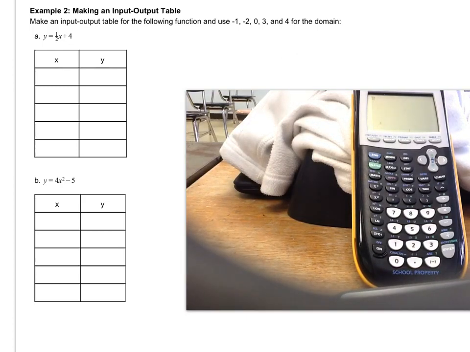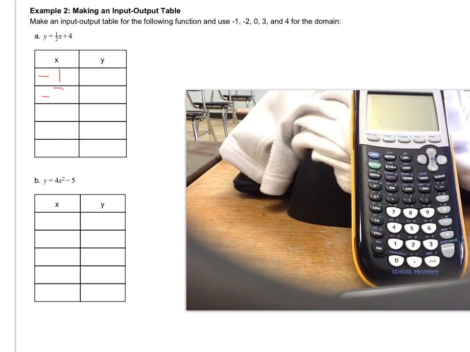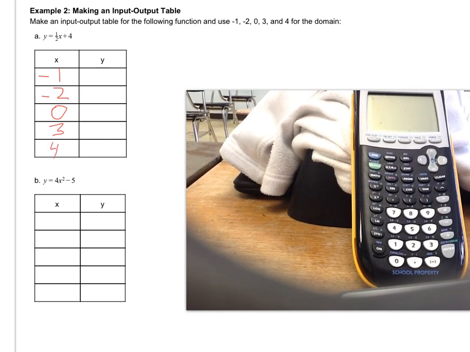We are going to make an input-output table for example 2. With the following function, y equals 1/2 x plus 4, we are going to use -1, -2, 0, 3, and 4 for the domain. So we'll fill those into the x column first. So we have -1, -2, 0, 3, and 4. Then what we need to do is find the y values that go with it.